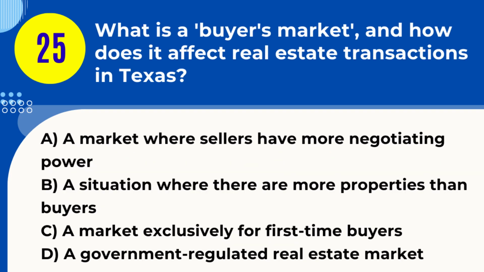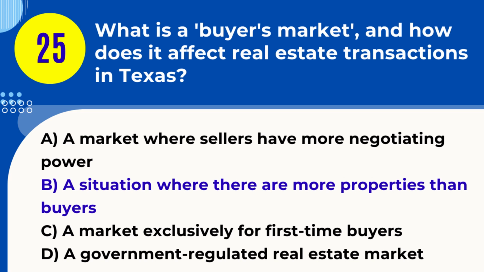Question 25. What is a buyer's market, and how does it affect real estate transactions in Texas? A. A market where sellers have more negotiating power. B. A situation where there are more properties than buyers. C. A market exclusively for first-time buyers. D. A government-regulated real estate market. Answer. B. A situation where there are more properties than buyers.